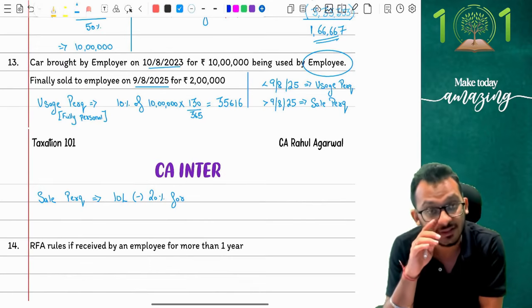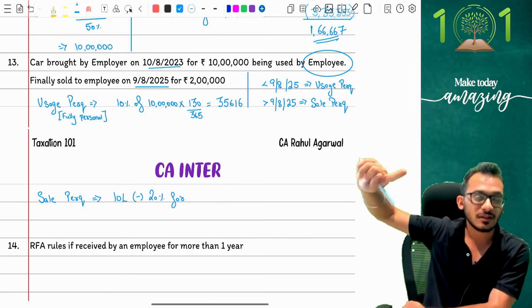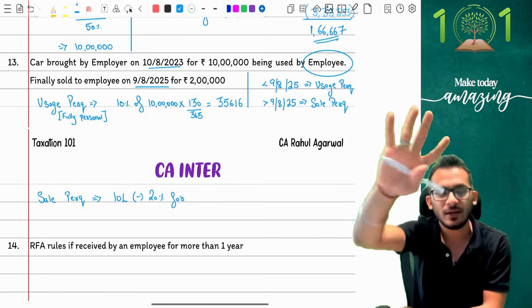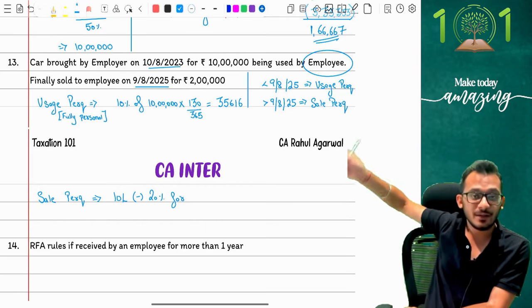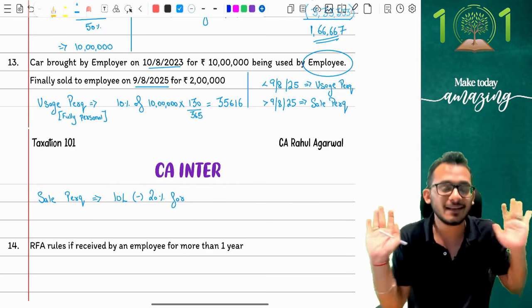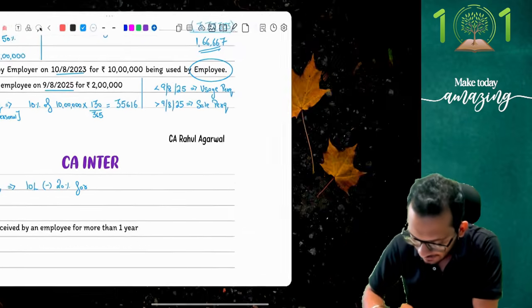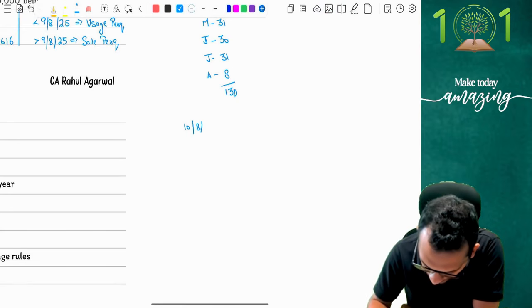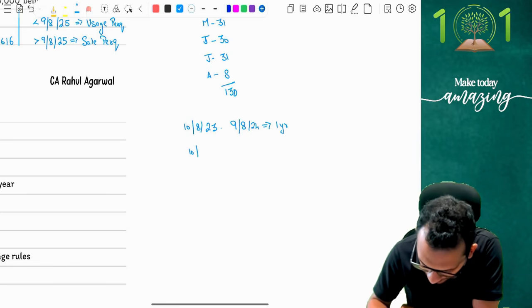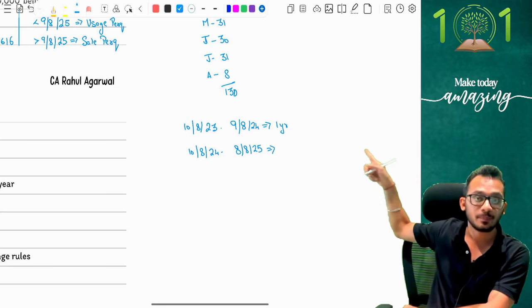Now, in this conversation, the asset has been used from 10th August 23 to 9th August 24, 1 year. Then the asset has been used from 10th August 24 till 8th August 25. People, on 9th August the sale happened. The sale has happened on 9th August, which means technically the asset usage has happened like this. Look very carefully. From 10th August 23 to 9th August 24, there was 1 year. Correct. Then I again went from 10th August 24 till 8th August 25. Only the asset was used. Tell me, people, have I completed the usage?